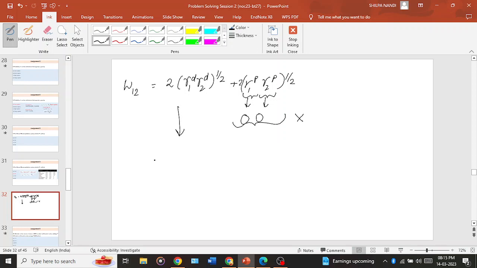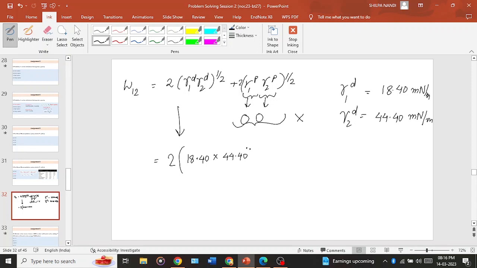And if you try to solve this component, we have gamma 1 dispersive and gamma 2 dispersive value, that is gamma 1 is hexane and gamma 2 is bromonaphthalene, as 18.40 millinewton per meter, and gamma 2 dispersive is 44.40 millinewton per meter. So if you put these values in the equation, you will get something as 44.40 to the power 1 by 2.